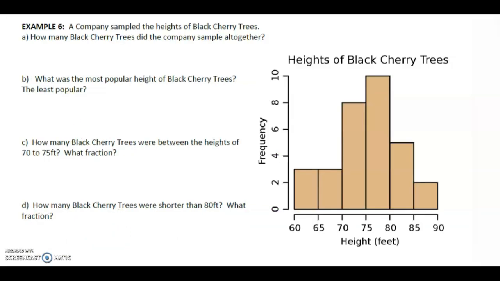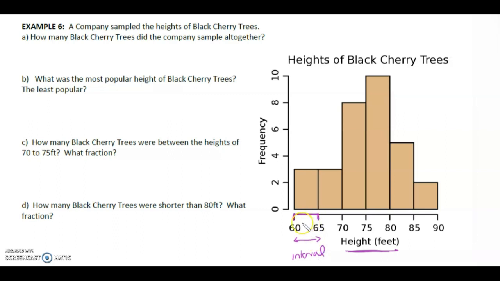Okay, example 6. A company sampled the heights of black cherry trees. So before even going on, we have a graph over here. It's called the heights of black cherry trees. And we have the height in feet along the bottom axis. And if you notice, we have like 60 to 65. This is called an interval.